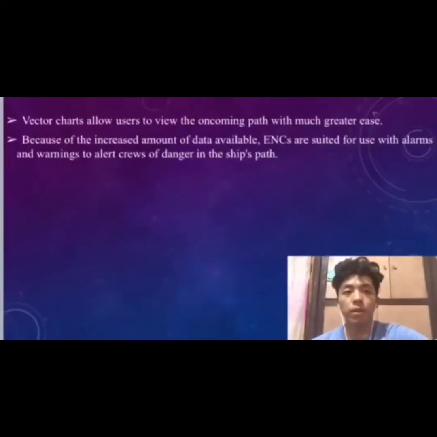Part of the difference between vector and raster charts: a vector chart allows the user to view the oncoming path with much greater ease, so that zooming in and out makes the movement between small and large scale charts unnoticeable and seamless. And the last one is that, because of the increased amount of data available, ENCs are suited for use with alarms and warnings to alert the crew of danger to the ship.